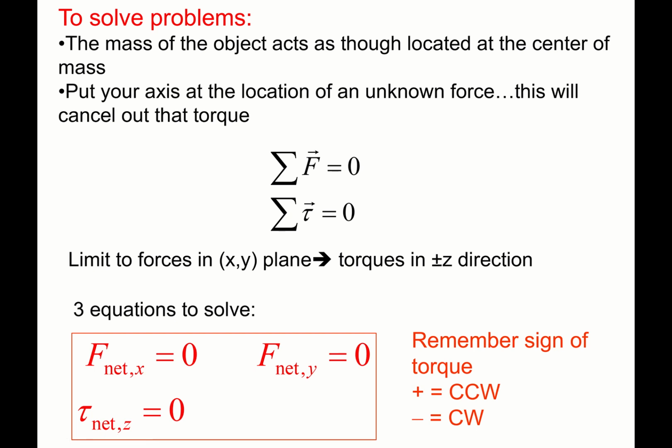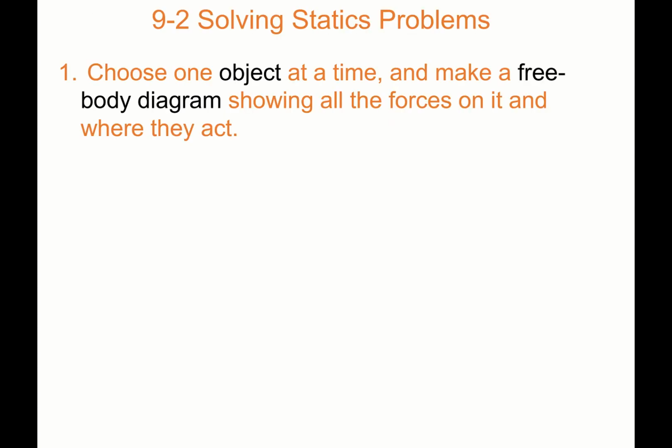Okay, so let's talk about solving problems for equilibrium. We're always going to act for an extended object like its mass is at the center. We're going to put the axis at the location of an unknown force, if possible where there's more than one unknown force, to cancel out the torque. And then we're going to have three equations. The net force in the x direction is 0, the net force in the y direction is 0, and the net torque is 0. And remember, clockwise torque is negative, counterclockwise is positive, and so we can get negatives and positives adding up to 0.